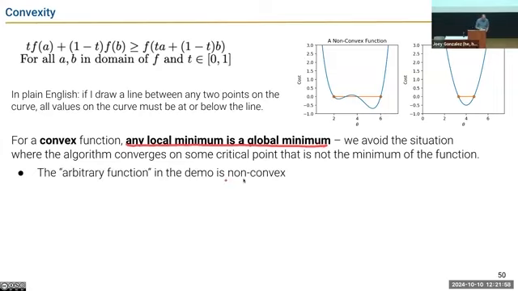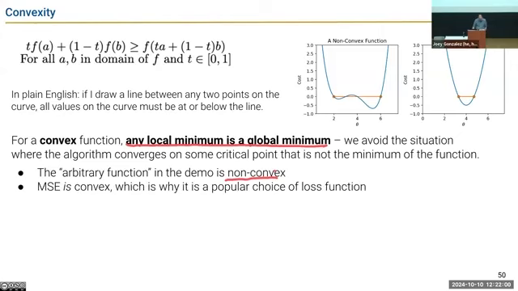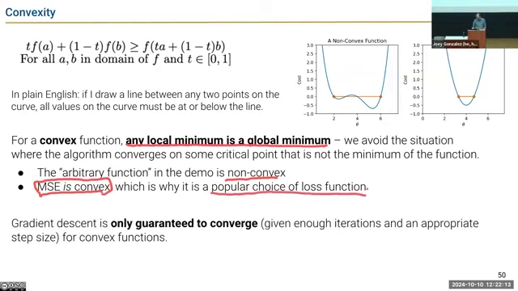The function in our demo is non-convex. Mean squared error is convex. It's even strongly convex. So it's a really nice error function because it's got a nice minima. It's a popular choice for this reason, because it's easy to optimize. Gradient descent, this new algorithm, is only guaranteed to converge given enough iterations and appropriate step size and some conditions for convex functions. Otherwise, it could jump all around.